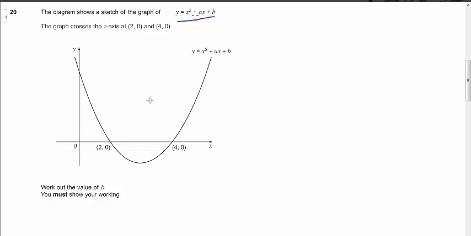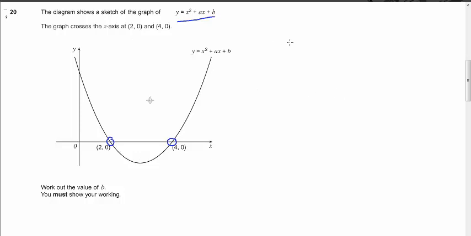So it's y equals x squared plus ax plus b, so we don't know a and b. And the graph crosses the x-axis at (2, 0) and (4, 0). It gives you a little sketch, and you can see where it crosses, here and here. We have the coordinates of this, and you've got to work out the value of b. It's a 4-mark question, by the way. Very unusual, not what you're used to.